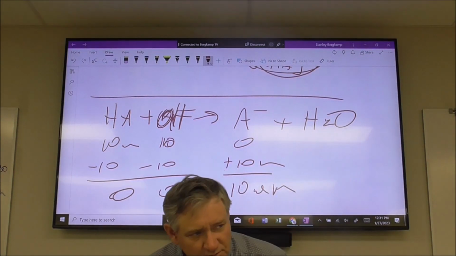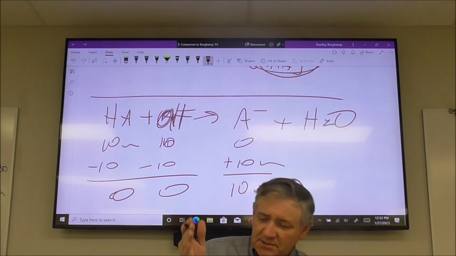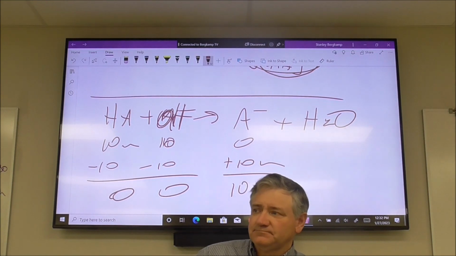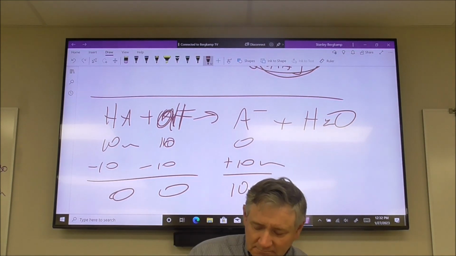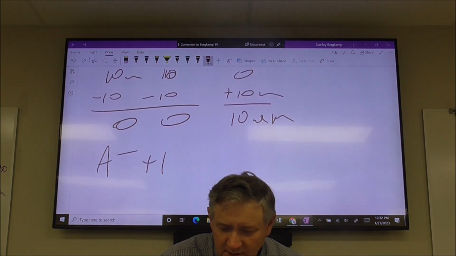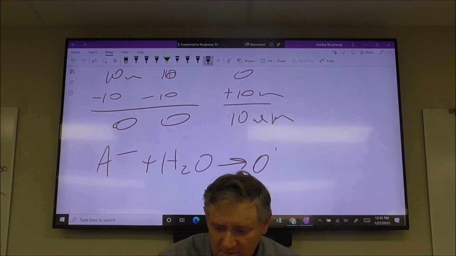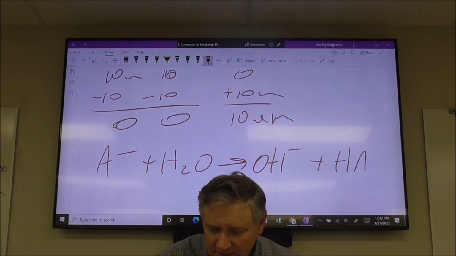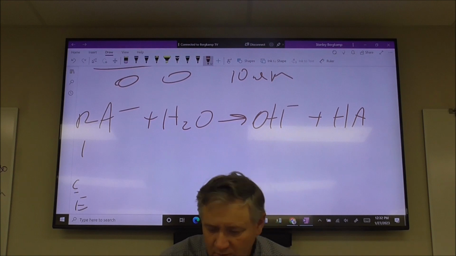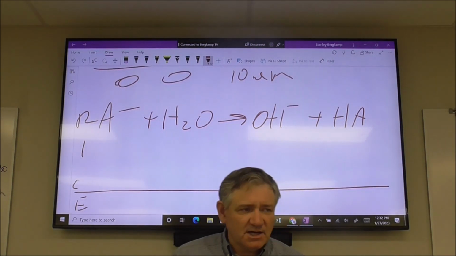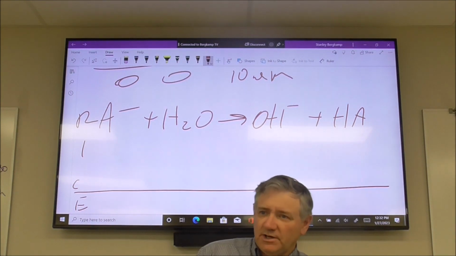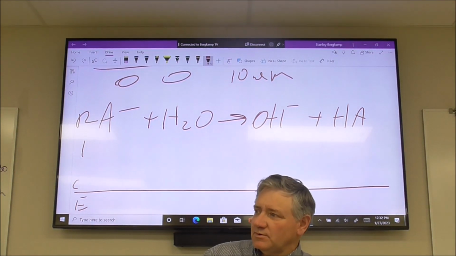Now, what is so critical about that when you completely neutralize a weak acid with hydroxide? The anion starts a secondary reaction, which generates OH. Fantastic. So now you need to go anion plus water yields hydroxide and the acid. Now, here's your new RICE chart. If you hand this quiz in on Monday and you haven't done a secondary reaction like this, you have done something horribly wrong.